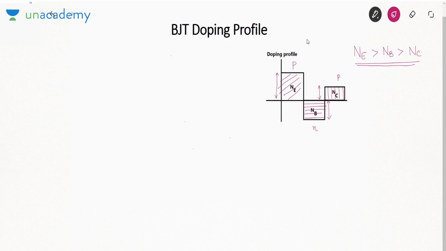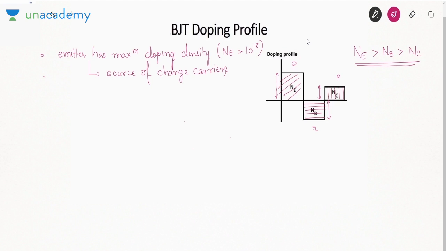Always remember, emitter has the maximum doping density. This point is very important. Emitter has maximum doping density. So generally the doping in emitter is more than 10 to the power 18. Emitter doping density is greater than 10 to the power 18. Now the question that comes to mind is why it has maximum doping density. Because it is the source of charge carriers. It is the source of all charge carriers that are flowing in the device, and since emitter has to produce the charge carriers, its doping has to be maximum.